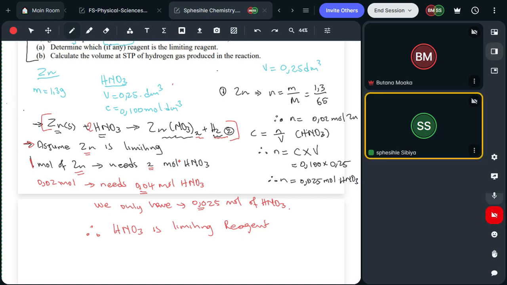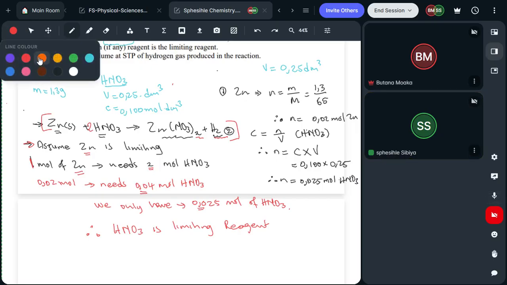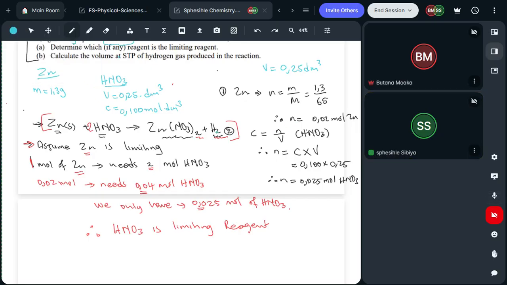Do you understand how this works? Yes. Okay, so the next question wants us to calculate the volume at STP of hydrogen gas produced in the reaction.